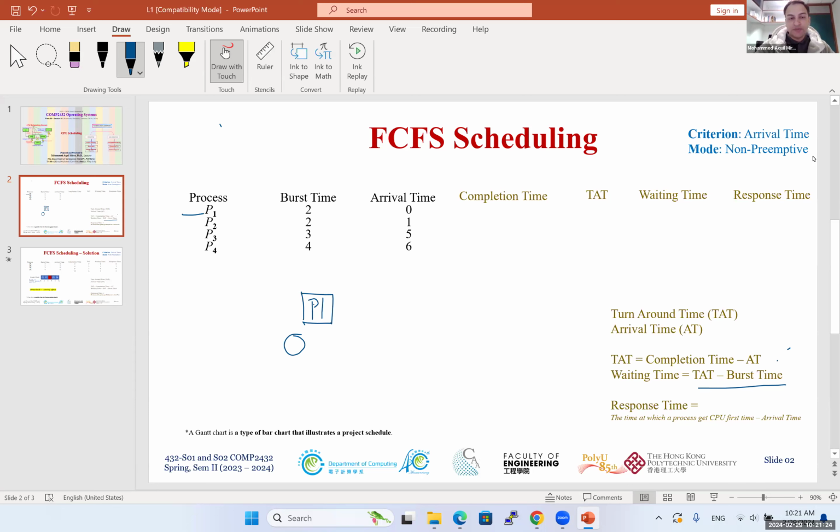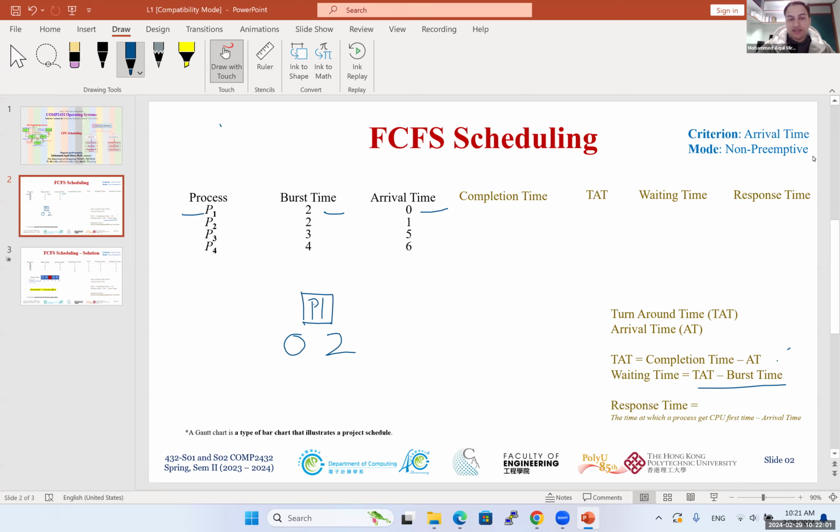The process P1 will utilize the CPU for 2 units of time. So the burst time is 2. That means the process P1 needs 2 units of time of the CPU, you can say 2 seconds or something like that. So P1 has entered the queue at 0, and then it is running for 2 units of time. That is from 0 to 2, P1 has executed.